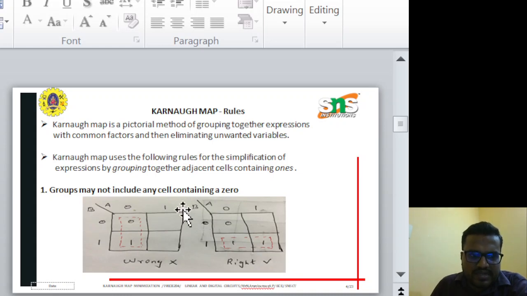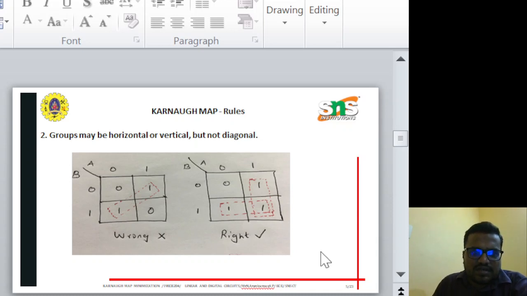The Karnaugh map may not include any cells containing a zero, because in this case we are using the right side of the concerned term. Here they take 1 and 1, which will be the right one. In case you map 0 and 1, it may not be the right one, because you are mapping only the adjacent value like this. And in the next case we are going to add other values. If you want to add some other value with a nearby one, the right way is like this.